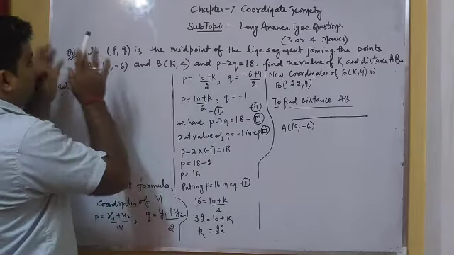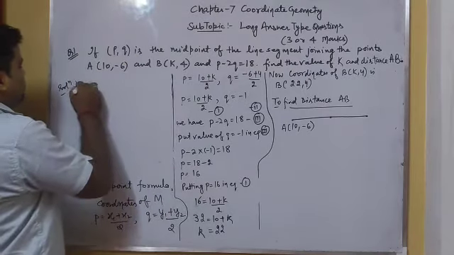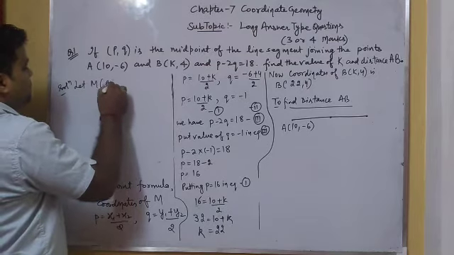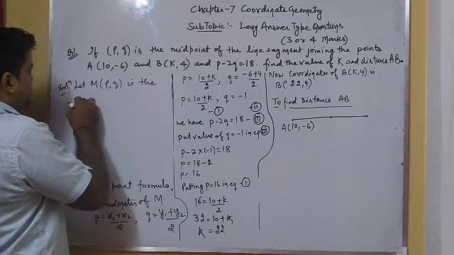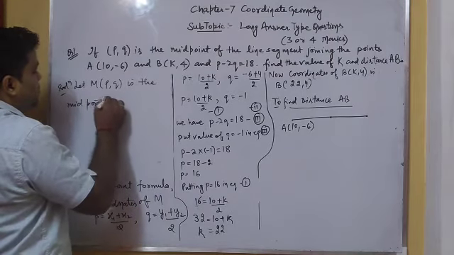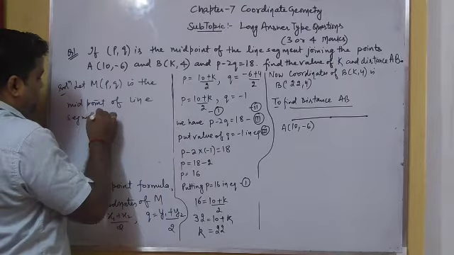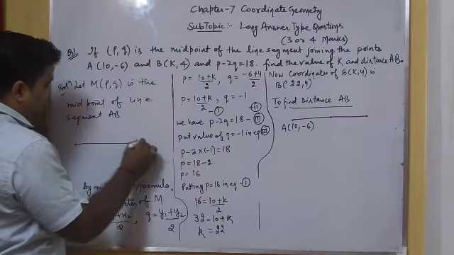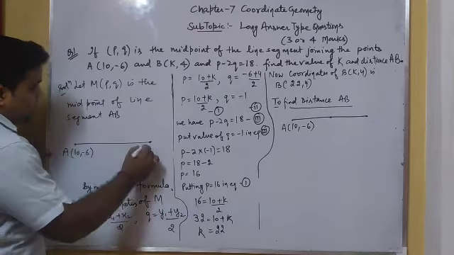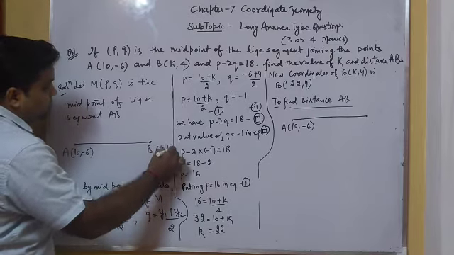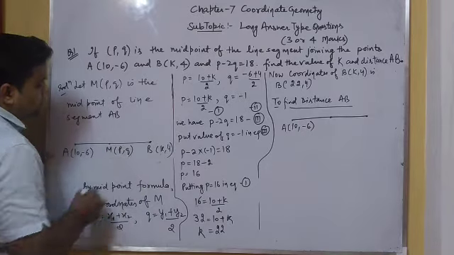As the coordinates of the midpoint of the line segment AB are given, here we consider that let M be the midpoint whose coordinate is P, Q, the midpoint of line segment AB. By diagram we can understand this. This is the point A whose coordinate is 10, minus 6. That is the point B whose coordinate is K, 4, and the midpoint M, its coordinate is P, Q.